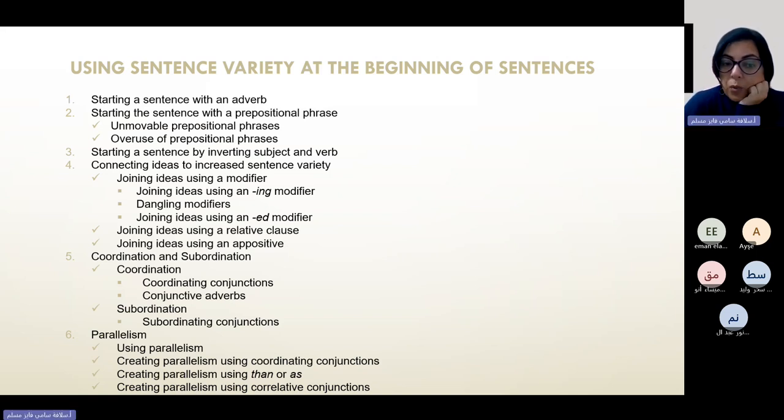So we have what we call parallelism with coordinating conjunctions, or with than and as, or with correlative conjunctions. We will talk about each one of these in a bit. Okay? These are the different types of sentence structure, rhythm, and grammar that we can use to add variety in a sentence. Okay?